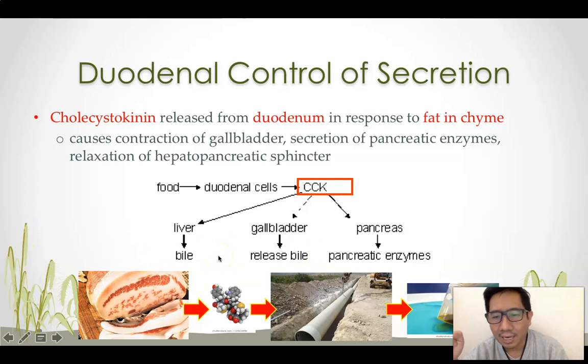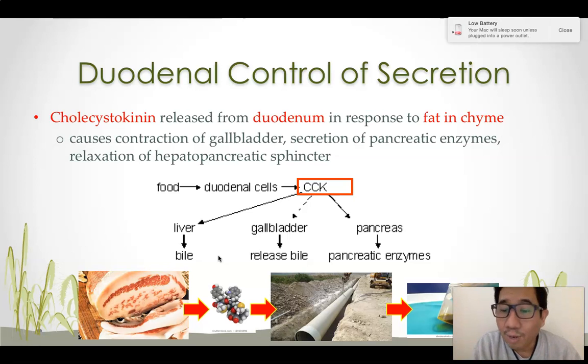So CCK tells your liver to produce bile. After your liver produces bile, it's stored inside the gallbladder. The gallbladder releases it when there's food in the duodenum, and once released, it breaks down fat. So bile for fat, bile for fat. Bile breaks down fat.